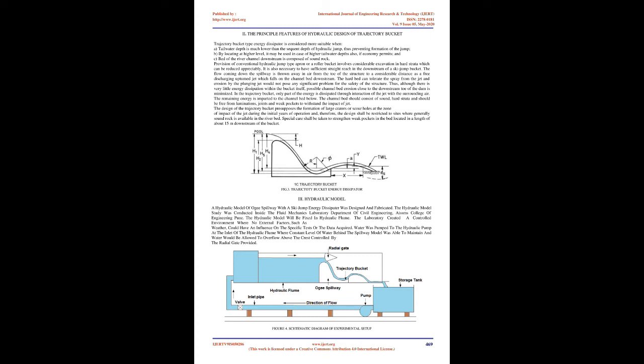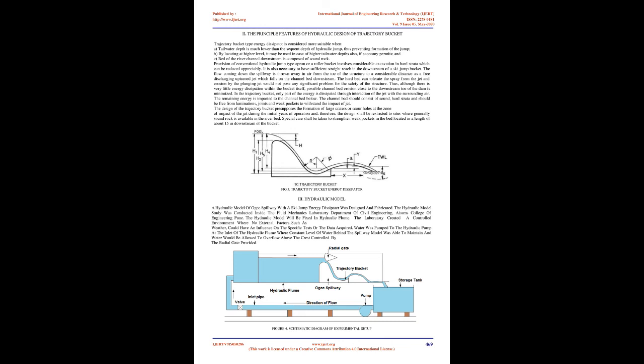Provision of a conventional hydraulic jump type apron or a roller bucket involves considerable excavation in hard strata, which can be reduced appreciably. It is also necessary to have a sufficient straight reach downstream of a ski jump bucket. The flow coming down the spillway is thrown away in air from the toe of the structure to a considerable distance as a free discharging upturned jet, which falls on the channel bed downstream. The hard bed can tolerate the spray from the jet, and erosion by the plunging jet would not pose any significant problem for the safety of the structure. Thus, although there is very little energy dissipation within the bucket itself, possible channel bed erosion close to the downstream toe of the dam is minimized.